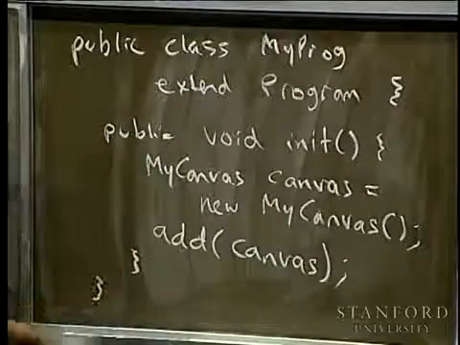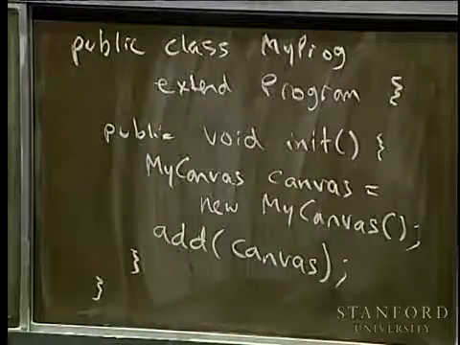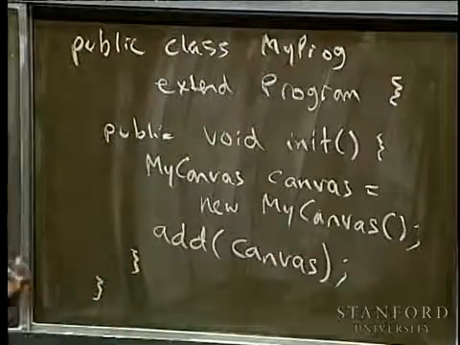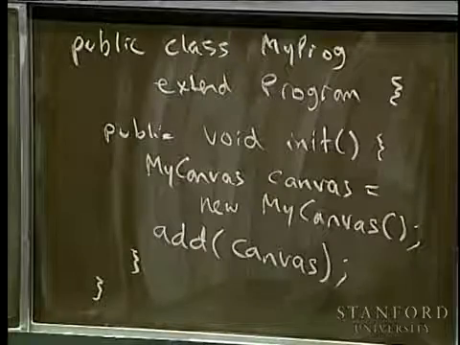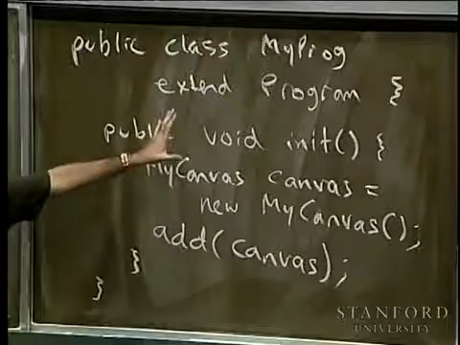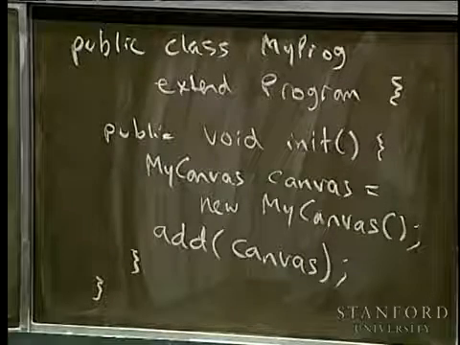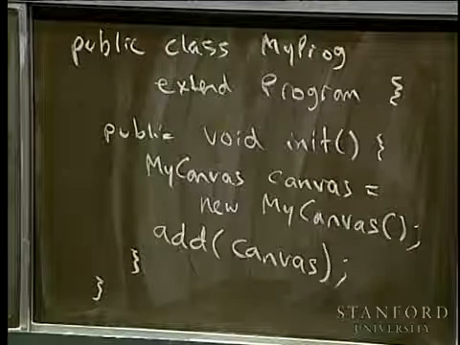And that's it. So what I've done in this program is said, hey, I'm going to have a program. I'm going to create a canvas where all the action is going to happen. And I'm going to add that canvas to the display. And then I'm going to let the canvas do all the work. Okay? So any questions about this, just creating the canvas?